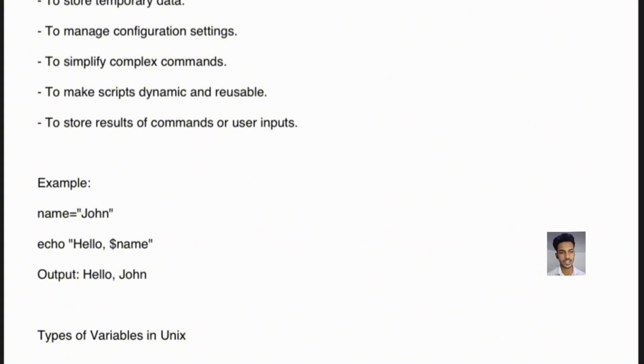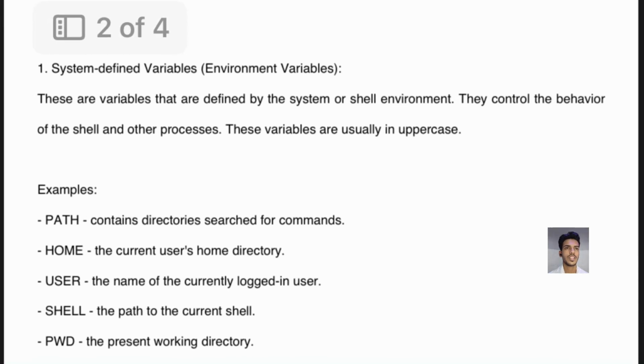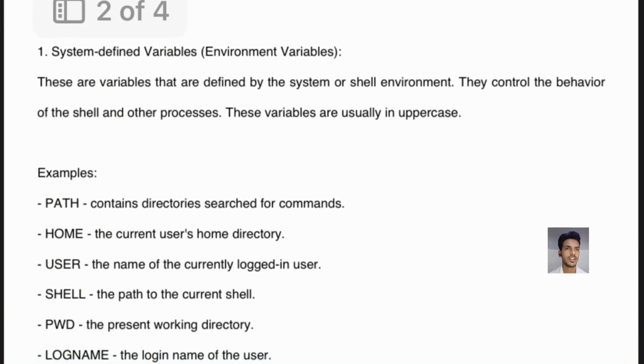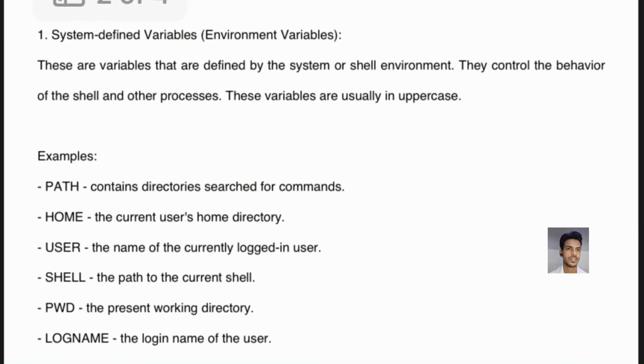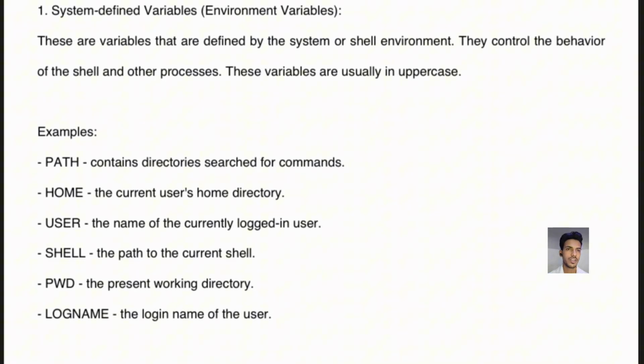Types of variables in Unix. First, system-defined variables, or environment variables. They are variables that are defined by the system or shell environment. They control the behavior of the shell and other processes. Example: PATH contains the search path for commands.